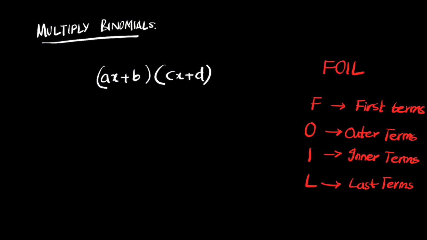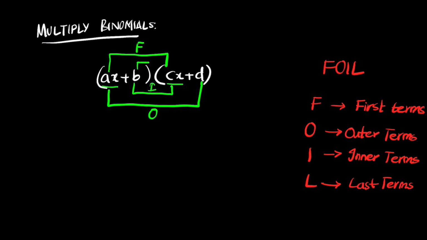So how do we multiply each of them? Let me write down the rule. The first rule is the first terms. The first terms here are ax and cx, so multiply these two first. This represents F. Next, the outer terms are ax and d, so these represent O. Next, the inner terms are b and cx, this is I, and the last terms are b and d, so that represents L.